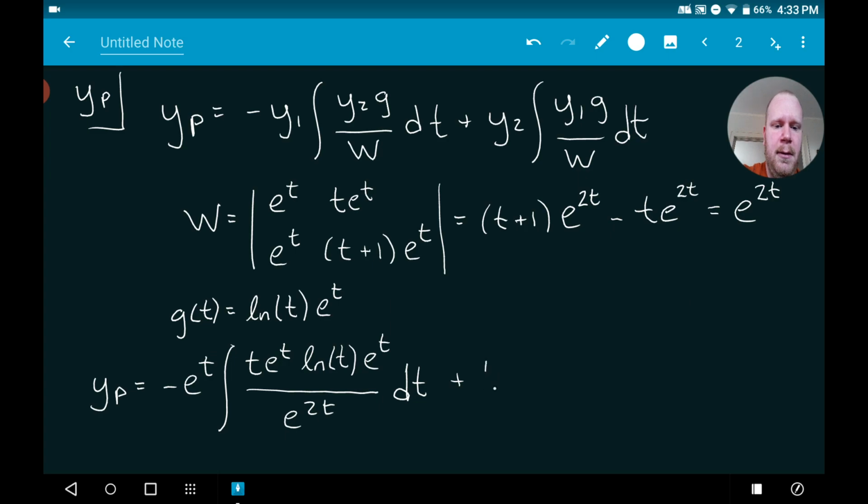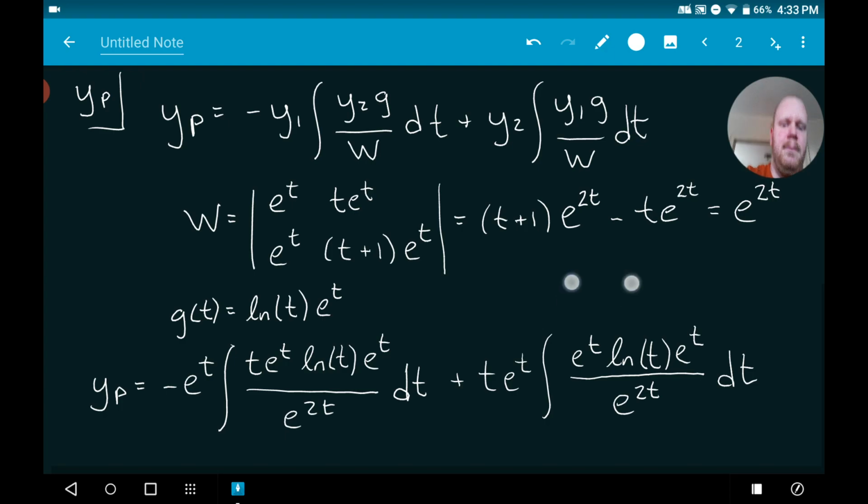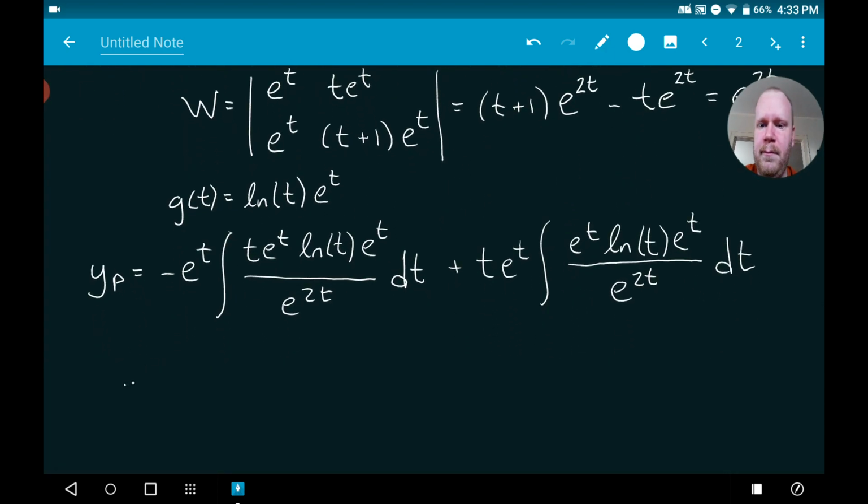And this one is t e to the t, integral of e to the t, ln of t e to the t, over e to the 2t. And we get something pretty nice for both of these. Assuming you know how to do it, right?